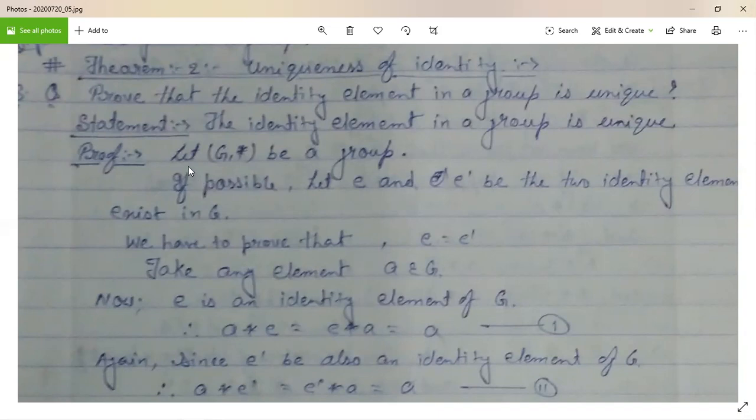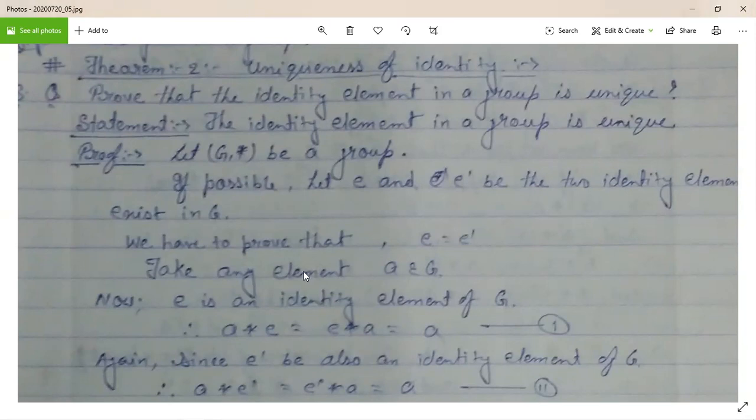For this, let (G, star) be a group. Now, (G, star) is an algebraic structure which follows all the properties of a group. If possible, let e and e dash be two identity elements existing in G. Now we have to prove that e equals e dash.